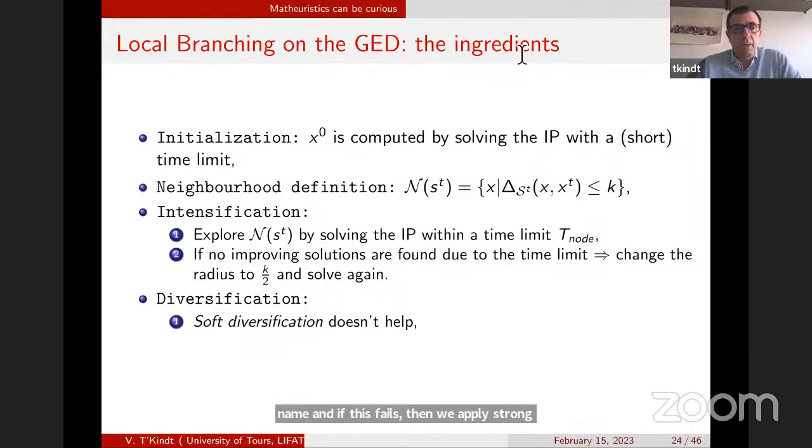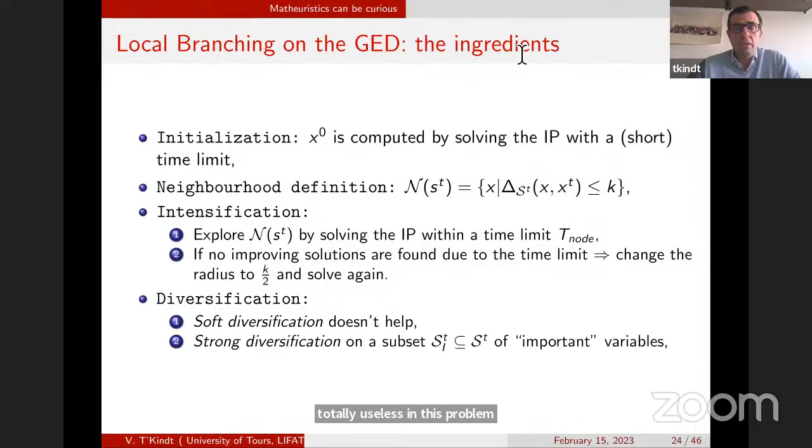We did experiments, and soft diversification was totally useless for this problem. Strong diversification, well, we found out that it was more efficient not to apply the Hamming distance on the whole set of variables x_ij.